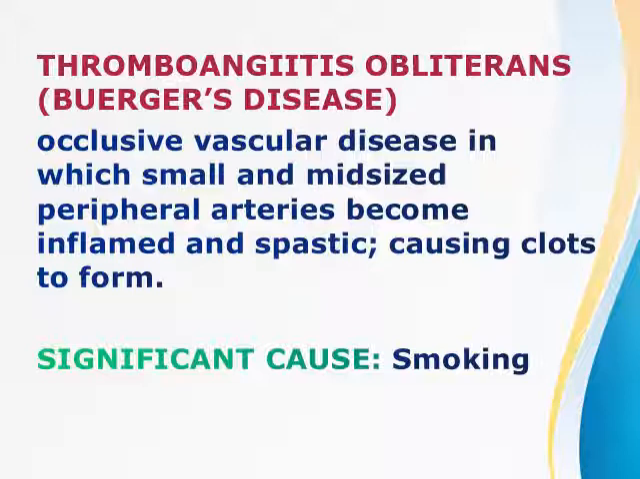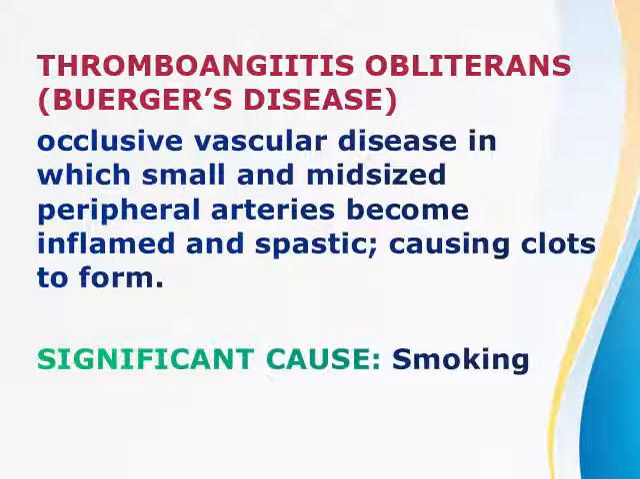Then you have thromboangiitis obliterans. Thromboangiitis obliterans is also known as Buerger's disease. Buerger's disease is an occlusive vascular disease in which small and mid-sized peripheral arteries become inflamed and spastic, causing clots to form. Take note that we are talking about mid-sized peripheral arteries.